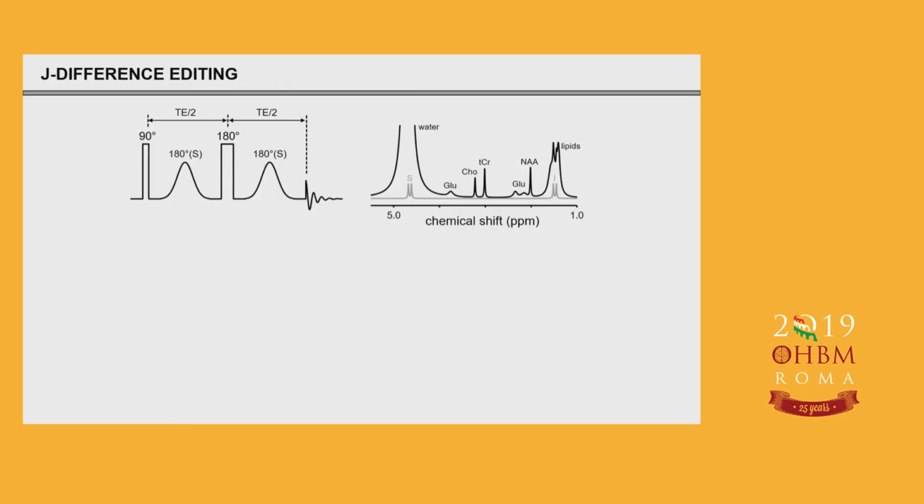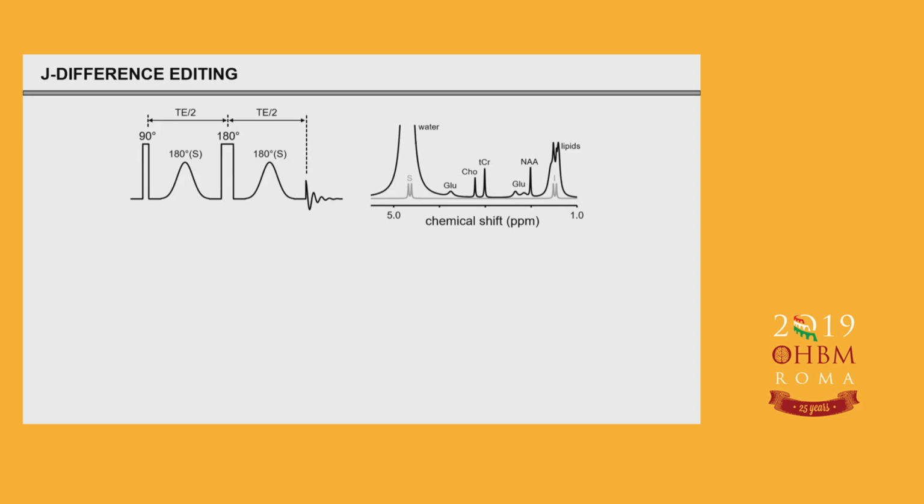The way we do that is with so-called J-difference editing, where you have to do two experiments. One is your regular non-selective spin echo, and one is your selective spin echo. Now, the sequence is basically able to do that. If those selective 180-degree pulses, those shaped 180-degree pulses, if they are not there, it is a regular spin echo. And if those 180-degree pulses are there, it is a selective spin echo.